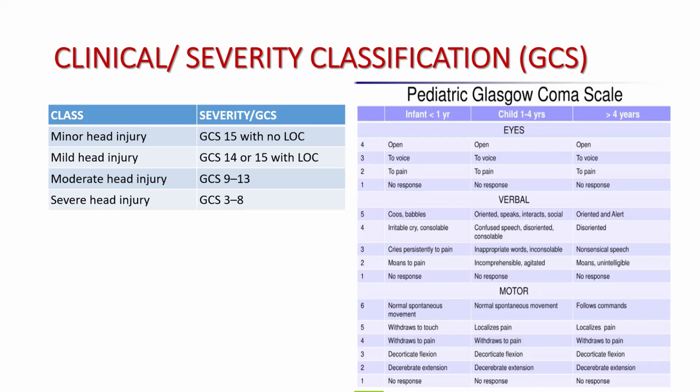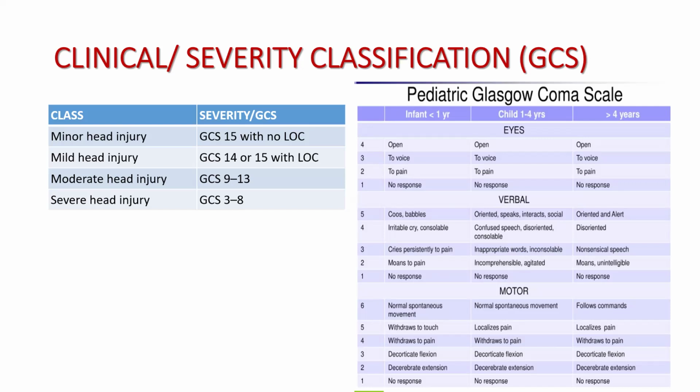So for the infant who is under 1 year, again we assess eyes, verbal, and motor. For the eyes, if the infant opens the eyes spontaneously, they have a 4. If they open in response to voice, they have a 3. If they open in response to pain, they have a 2. And if they have no response, they have a 1.